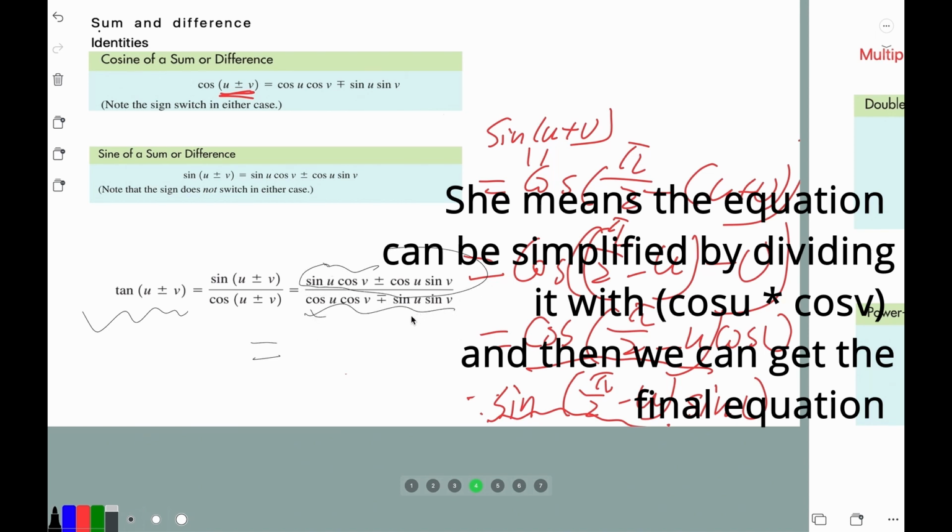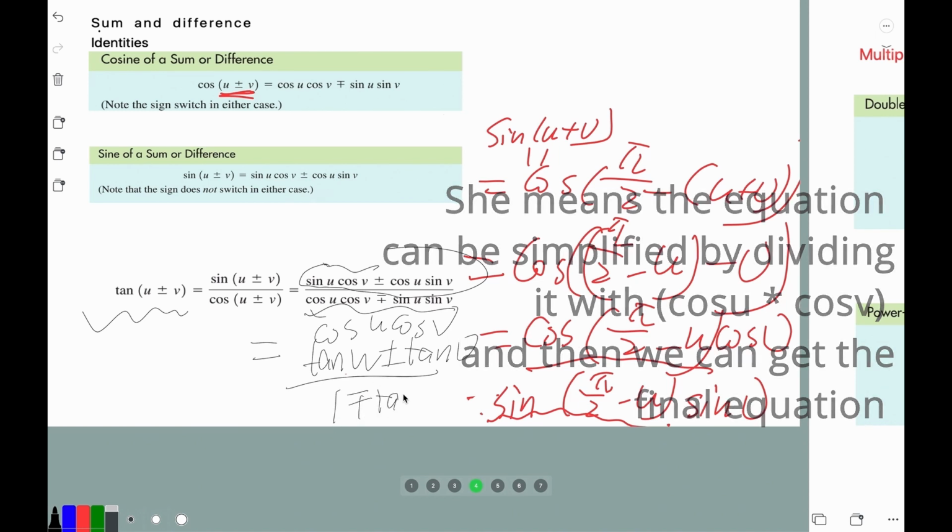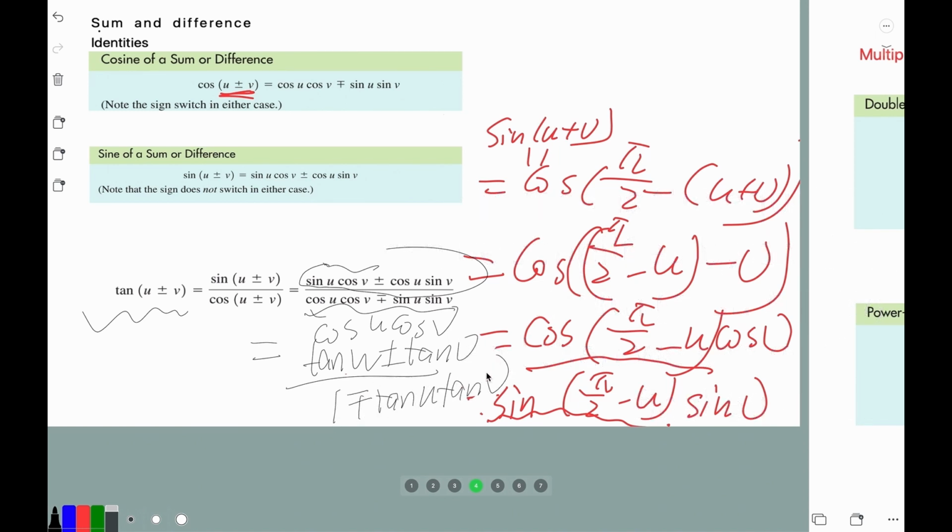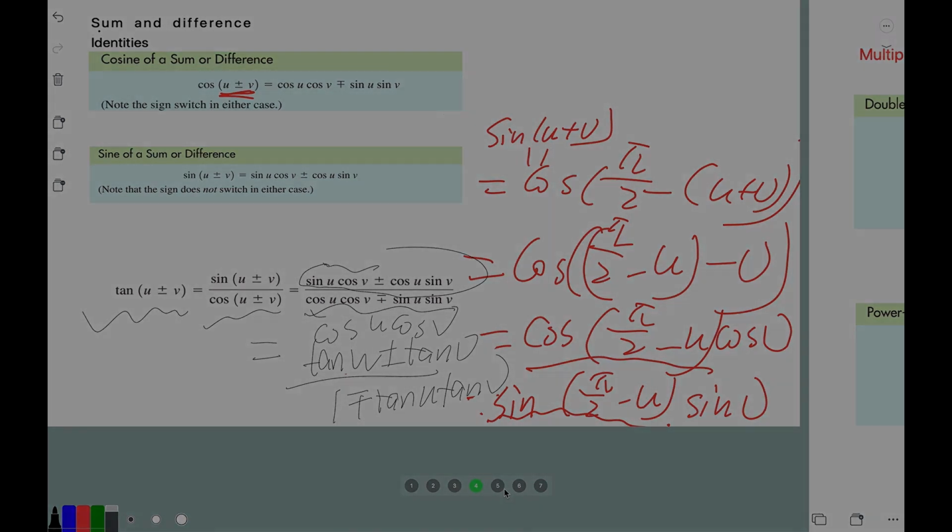Both the numerator and denominator divide by cosine u and cosine v. It becomes both dividers, so what we get is 1 over tangent u. So that's really interesting. If you have some problem where they give you that value, you can use that one. If you give this, you can use this.